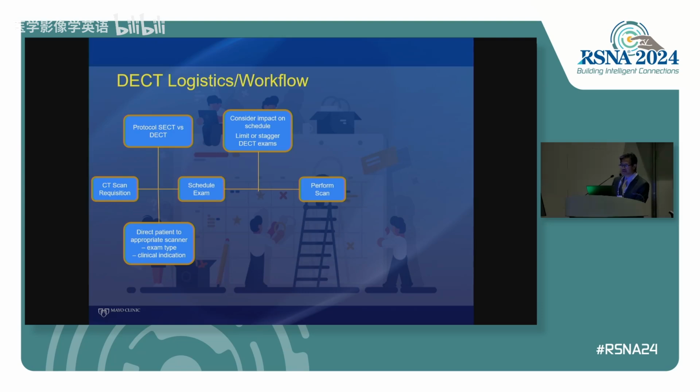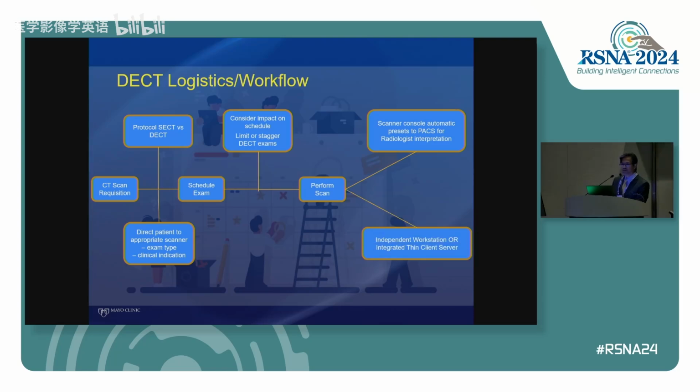Okay, so now we've scanned the patient, we're sending it to the PACS station. Also, you do want to send it to an independent workstation or a thin client, so that if there's any additional post-processing that's needed, that could be done as well.